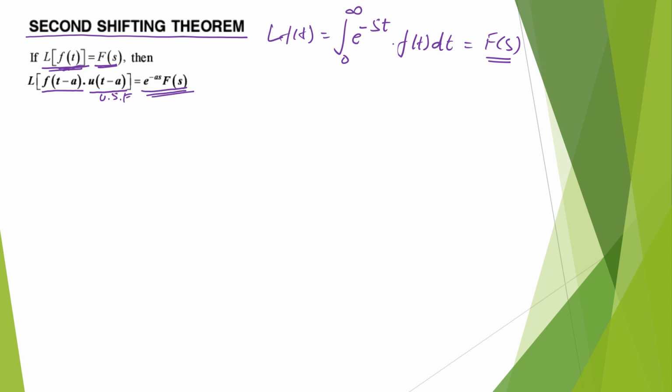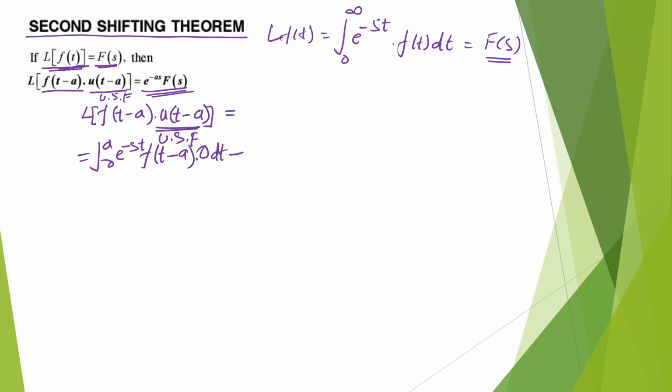Now, to prove this, let the Laplace of function f(t minus a) into u of (t minus a) be equal to, substituting the value of this unit step function, that is, integral 0 to a of e to the power minus st, f of (t minus a) is the same because we don't know the value of this, into 0 dt, plus the second limit is a to infinity e to the power minus st, f of (t minus a), into the unit step function value, that is 1, dt. So the first integration is 0.